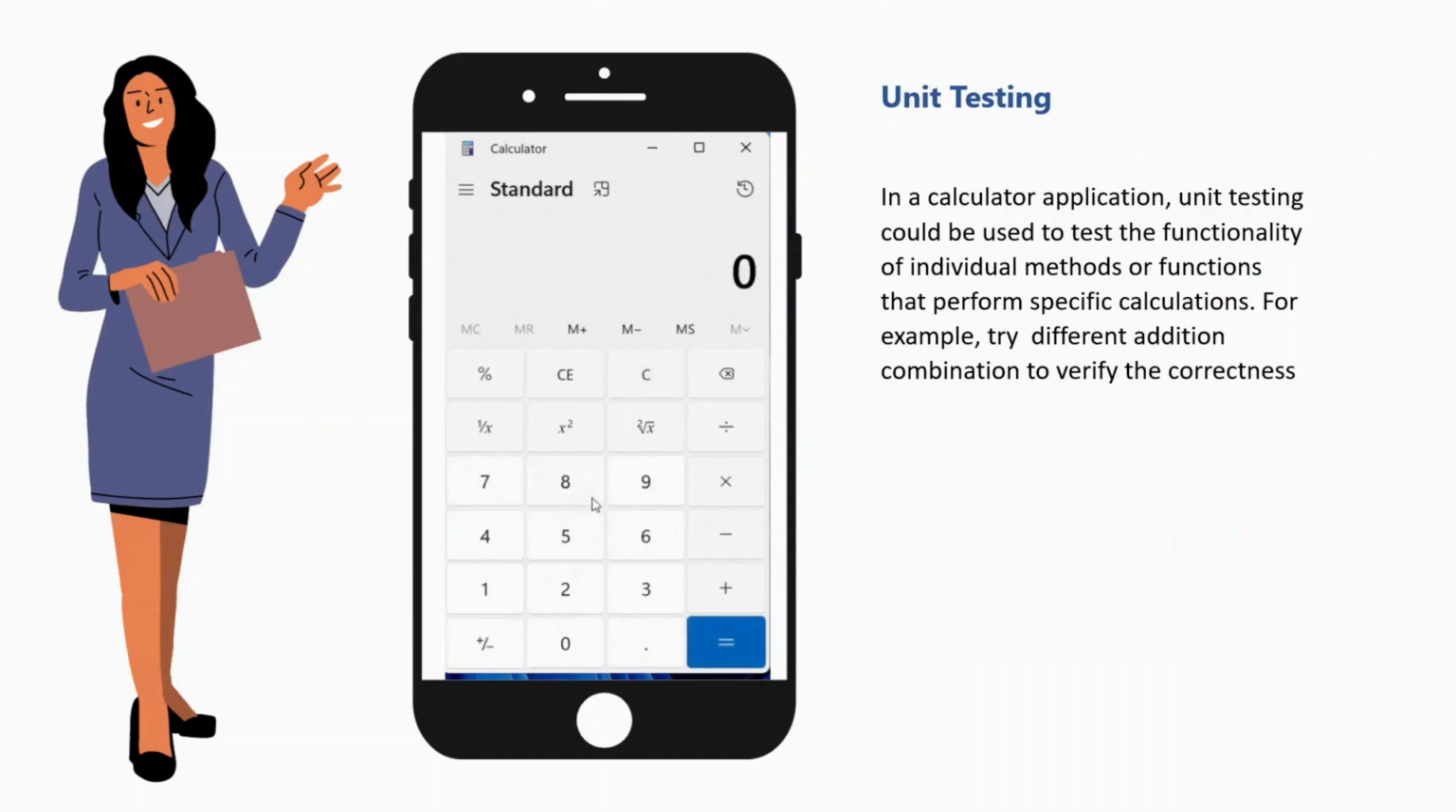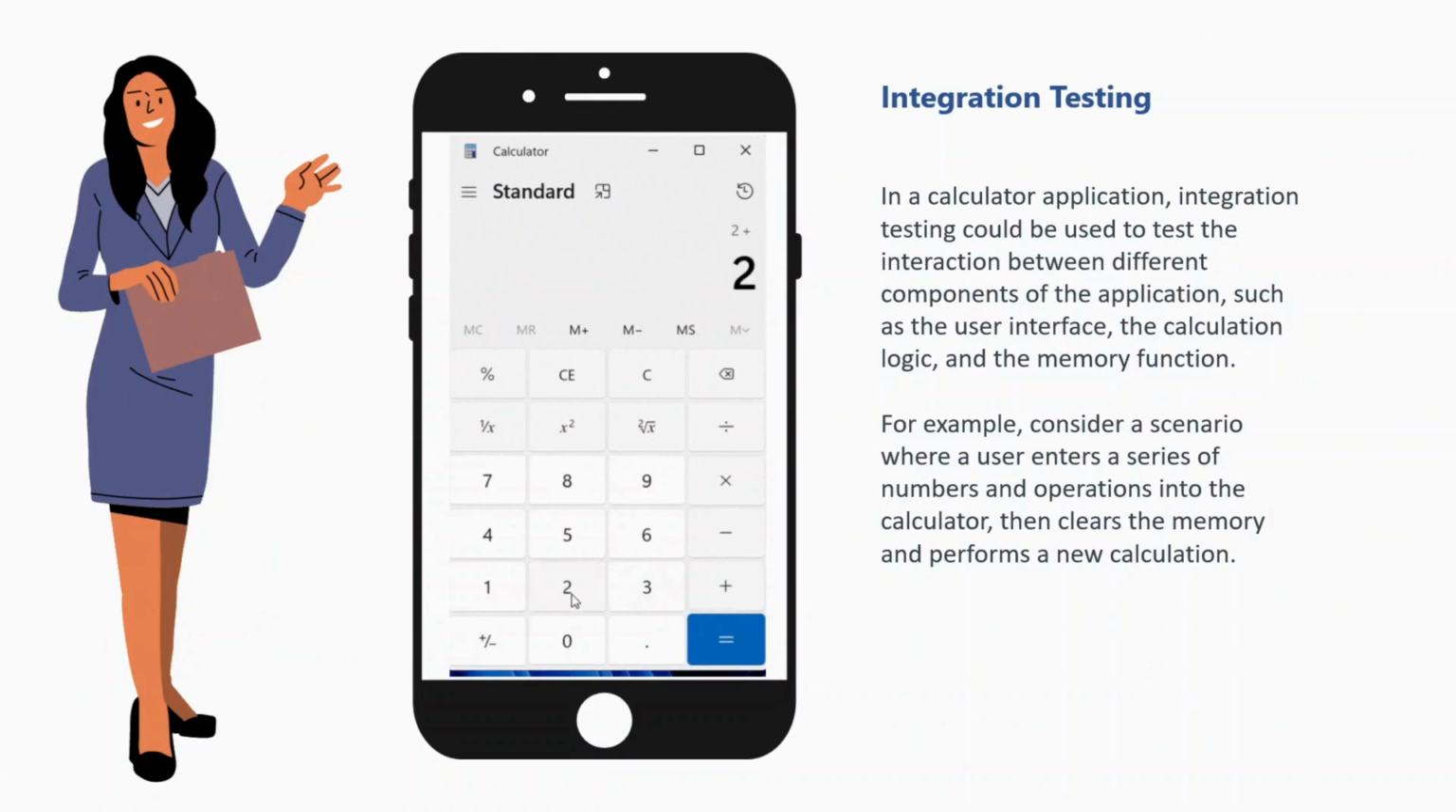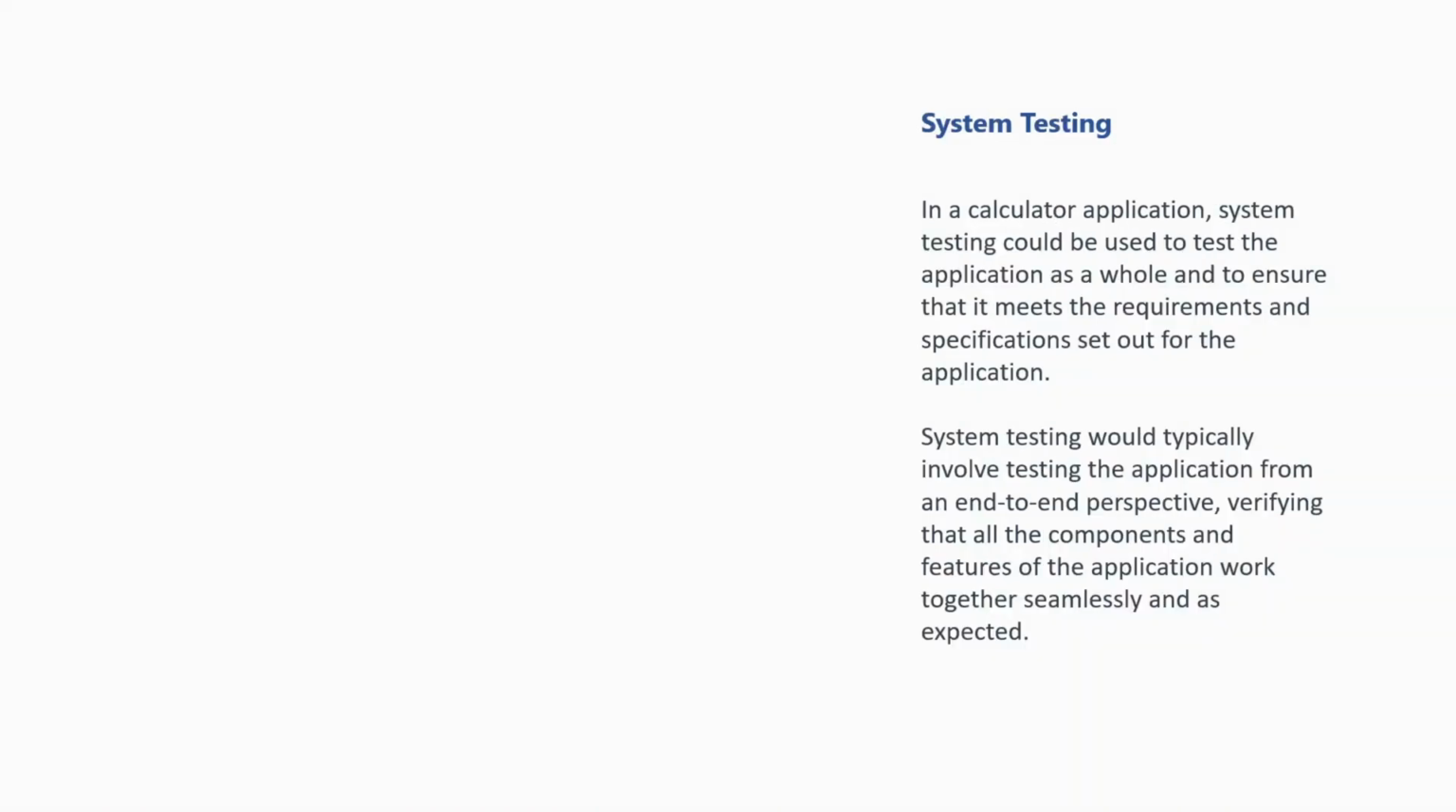So trying different combinations of test cases, you should get the result that you would get ideally when performing the addition operation. Moving on to integration testing. In the same calculator application, integration testing could be used to test the interaction between different components of the application, such as the user interface, the calculation logic, and the memory function. For instance, consider a scenario where you are entering a series of numbers, performing different operations, and then clearing the memory, performing a new calculation, and it is still giving you the correct output.